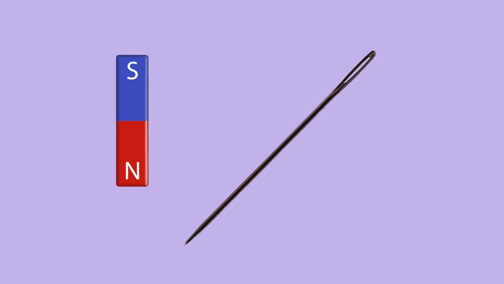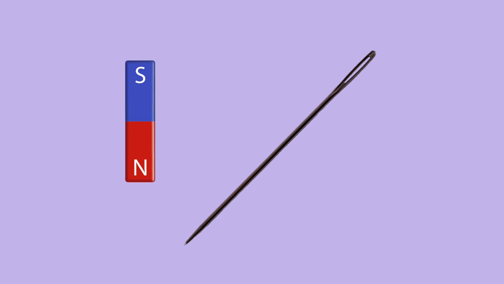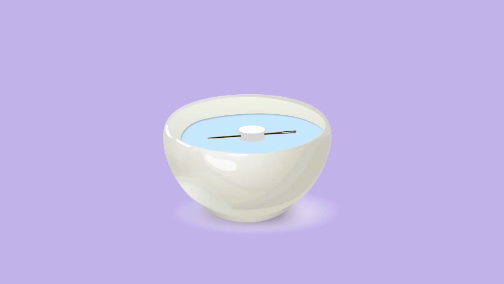First, magnetize an iron needle using a bar magnet. Now, insert the magnetized needle through a small piece of cork or foam. Let the cork float in water in a bowl or a tub. Make sure that the needle does not touch the water. Your compass is now ready to work.